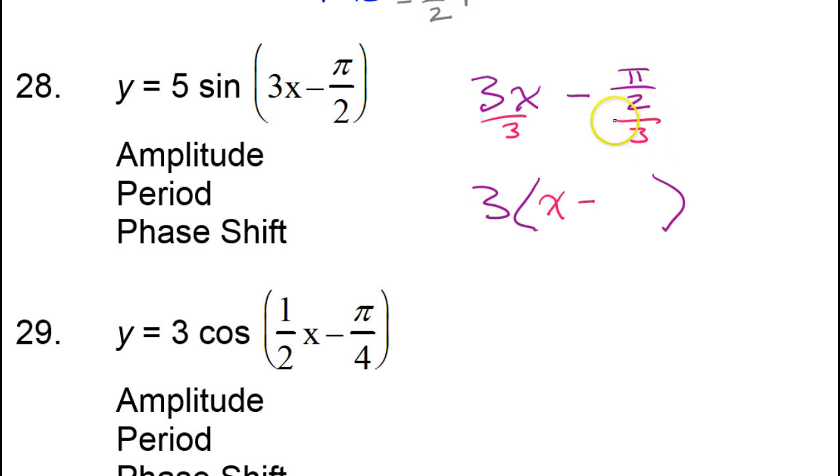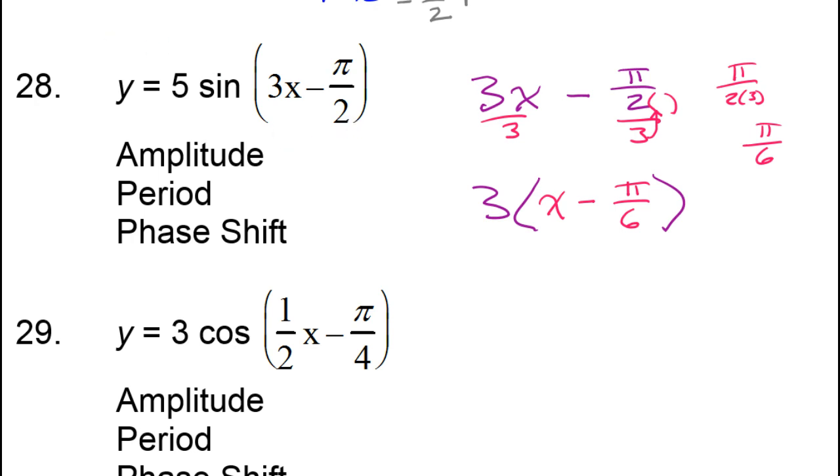Now when you take a fraction and you divide by a number, all you are really doing is putting that number in the denominator. So this is really going to be pi over 2 times 3, or pi over 6. Alright, so pi over 2 divided by 3 is pi over 6. So this is really the phase shift, pi over 6, not pi over 2.